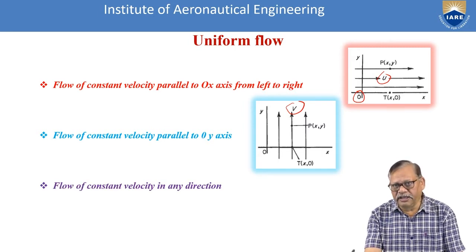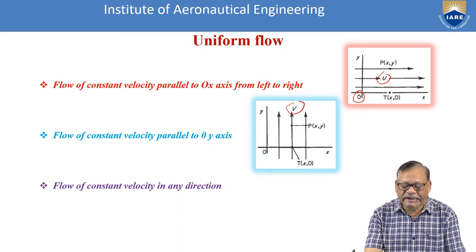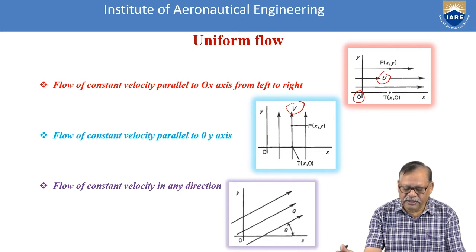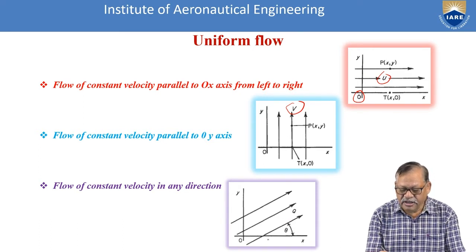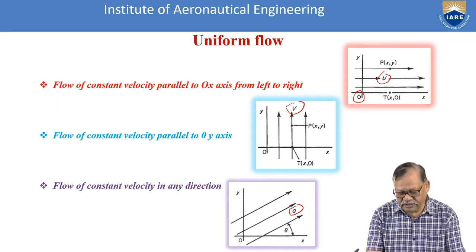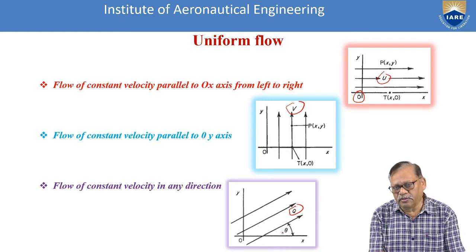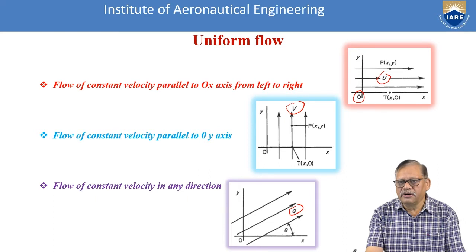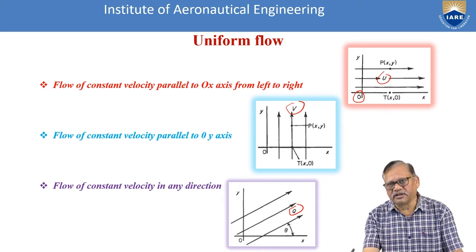But in case the flow is at constant velocity in any direction, we cannot guarantee that it will always be parallel to x or y; it may be in any direction. In that case it will have a resultant velocity, which we can call q. Obviously, q will have two components, u and v. So how are we going to talk about this? This we are going to discuss in today's discussion.